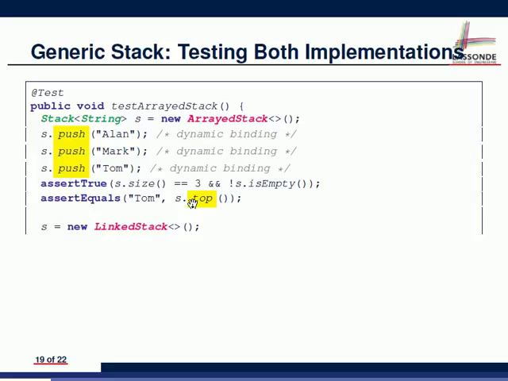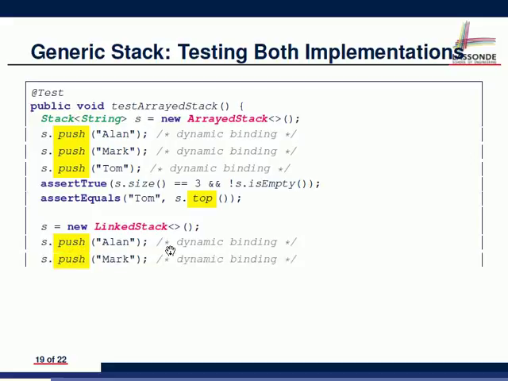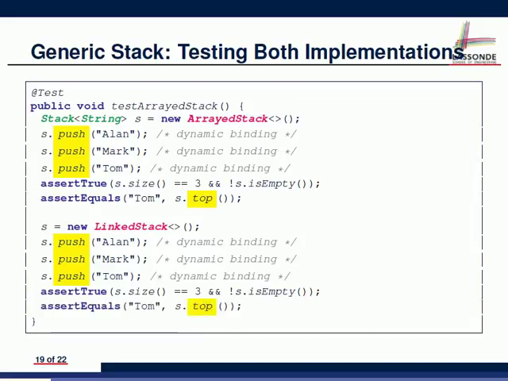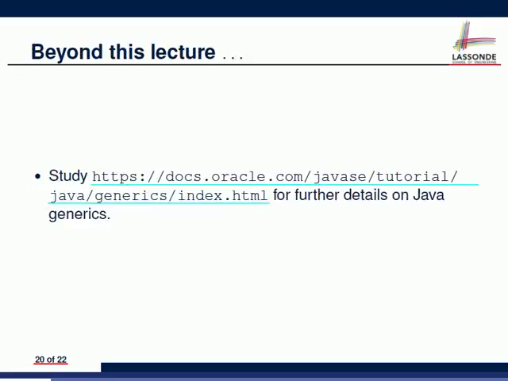Now, let's say I change the shape of s from array stack into link stack. If I try to call exactly the same sequence of methods, because of dynamic binding, I'm going to call the same method, but it's a different version in another class. For example, in this case, I'm going to call the version in link stack, because the dynamic type is different. Nothing contradicting. If you want to learn more, you can simply go to this website. That's the official website for generics for Java.